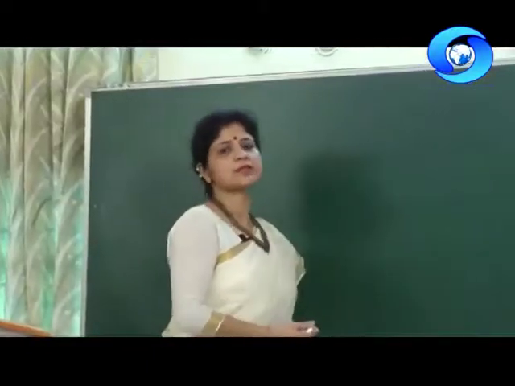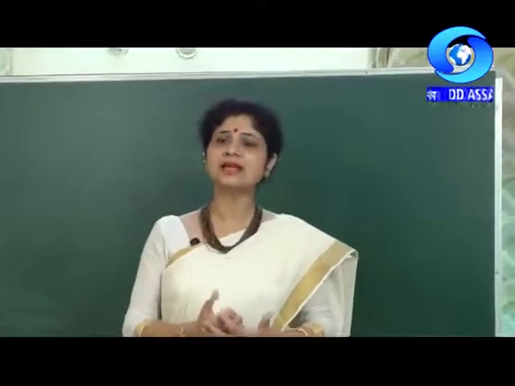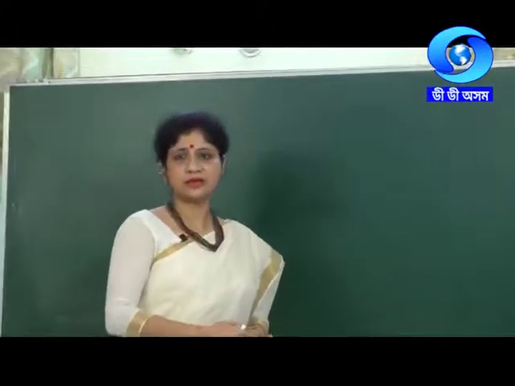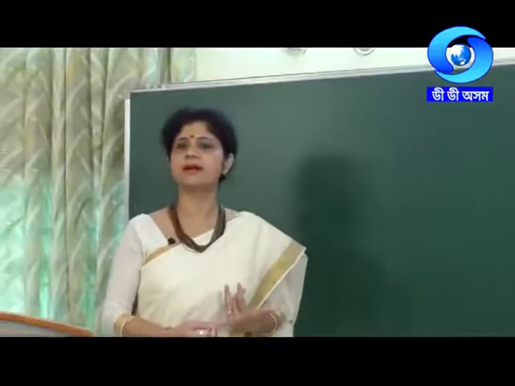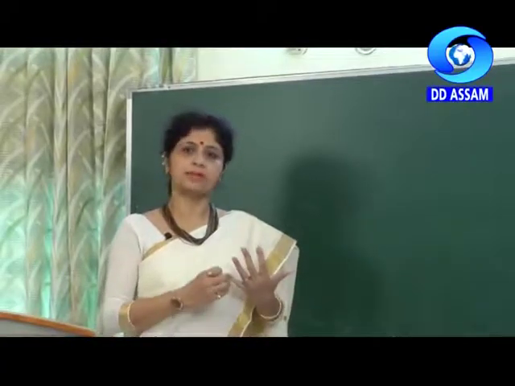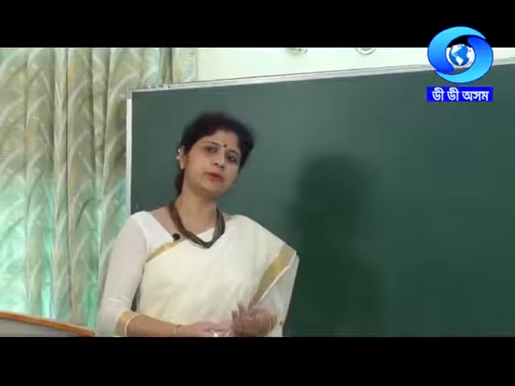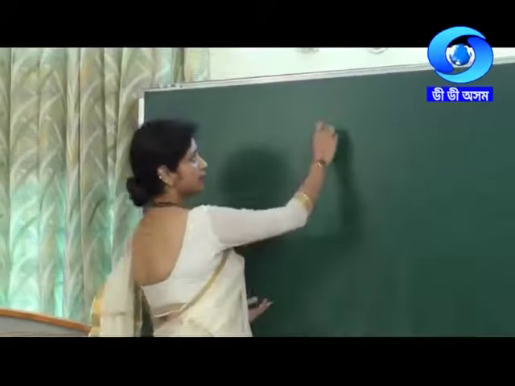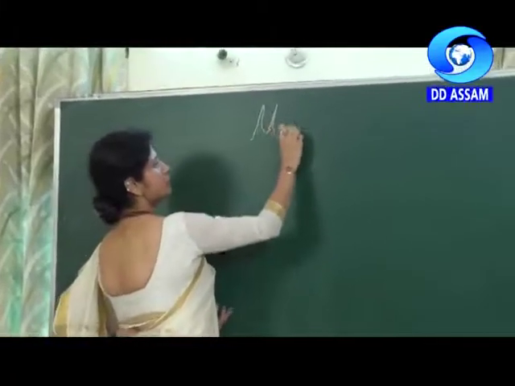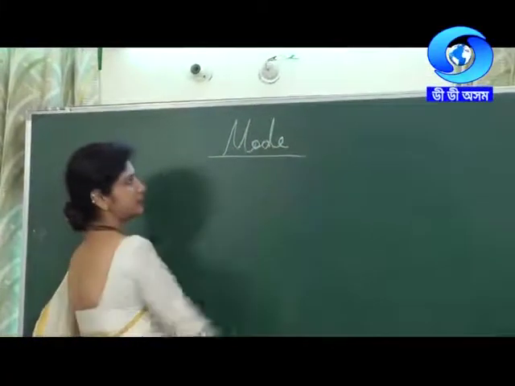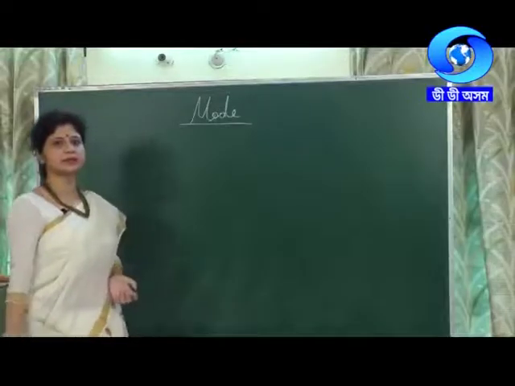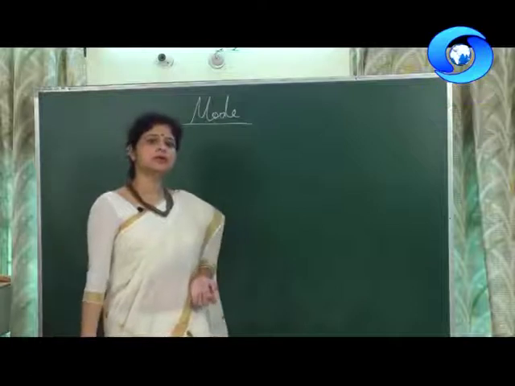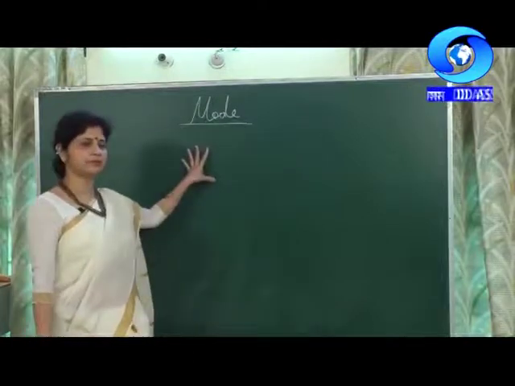So after this we go to the second positional measure and the third measure which we are learning. We learned arithmetic mean, then we learned about median, and this time we will learn regarding mode. Mode is another positional measure, the second positional measure after median. Mode, that is, বহুলক. Now what is mode?